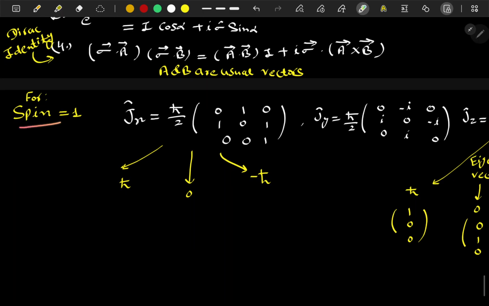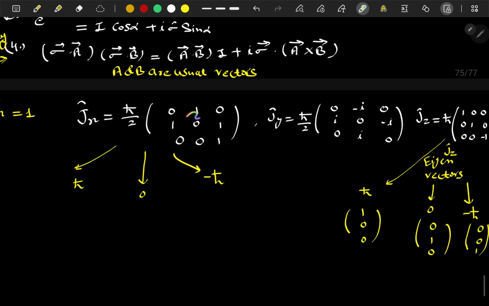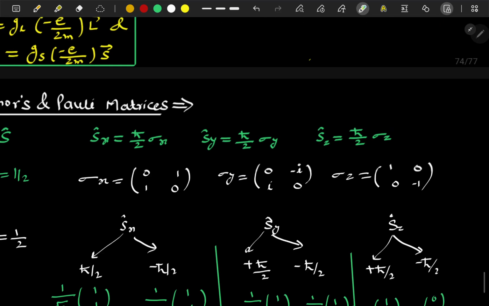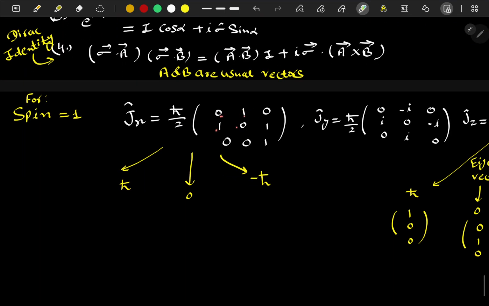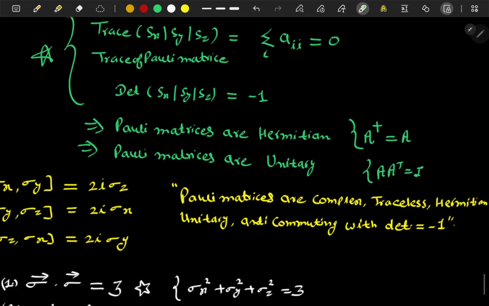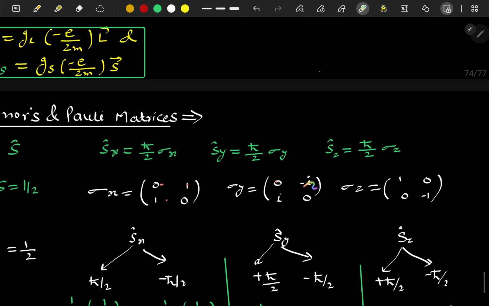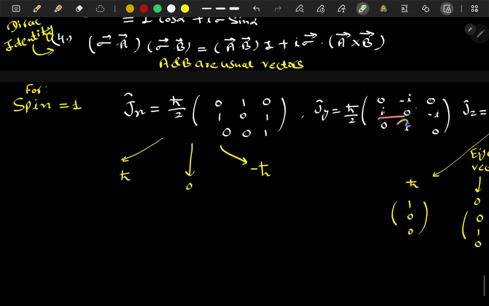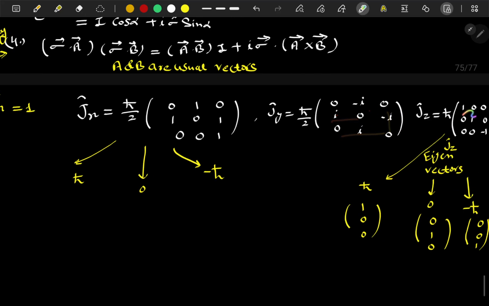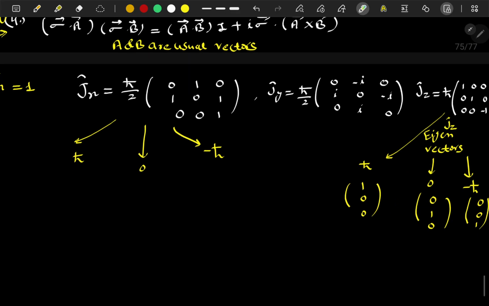Now for spin 1, we have Jx, Jy, and Jz. Pay attention. Jx is the 3 by 3 matrix with 0 1 0, 1 0 1, 0 1 0. Jy is the matrix with 0 minus iota 0, iota 0 minus iota, 0 iota 0. And Jz is 1 0 0, 0 0 0, 0 0 minus 1. For this, the eigenvectors will be (1, 0, 0), (0, 1, 0), (0, 0, 1), and the eigenvalues will be h cross, 0, minus h cross.